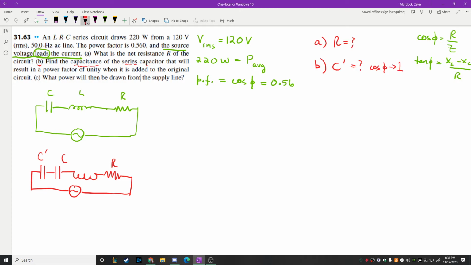Unity means 1. Unless we're talking about some kind of unity among sports fans or politicians or something. No, I mean, in mathematics, unity always means 1 as far as I know, yeah.